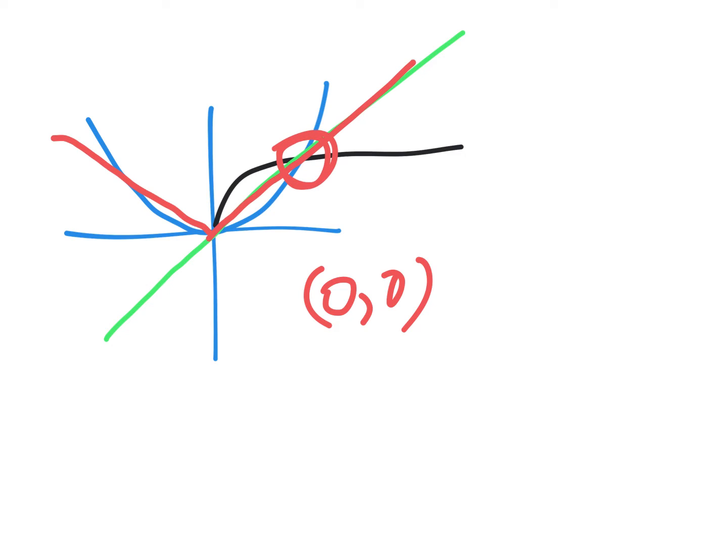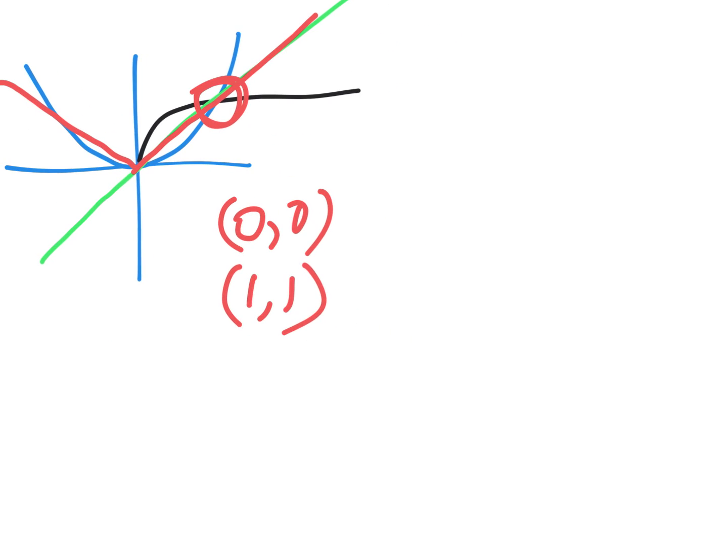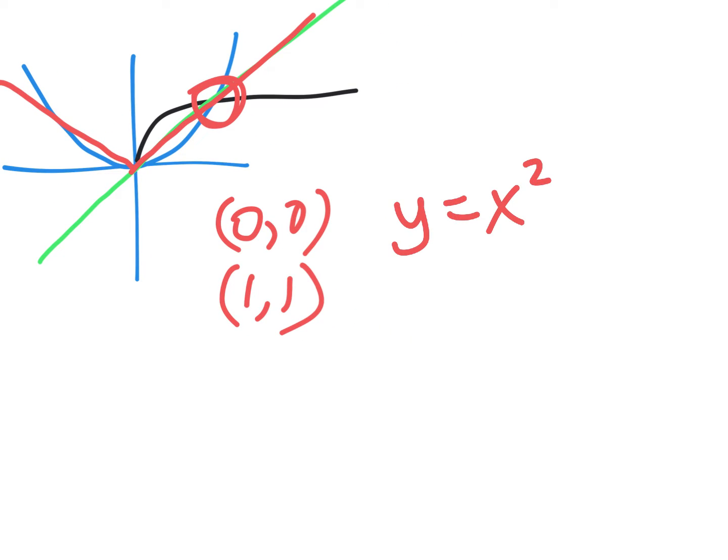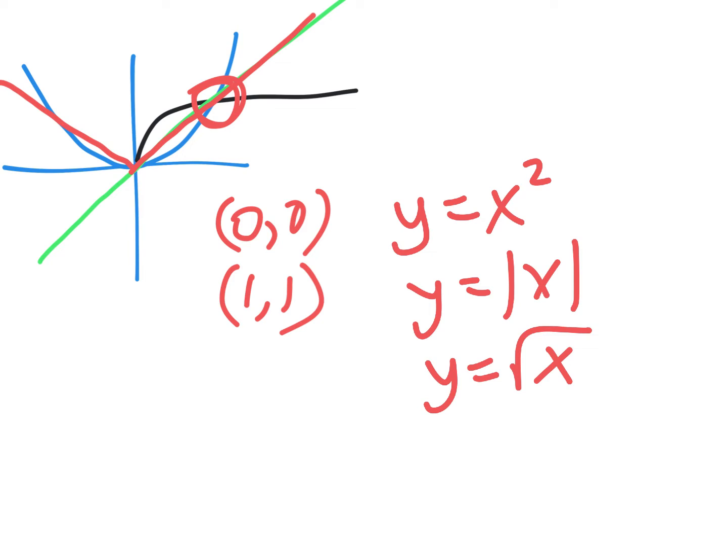That spot. What do you think it is? 9, 9? No. What is it? Maybe you never noticed. 1, 1. It's been on every one of the graphs. Y equals x squared. Stick in a 1, you get a 1. Y equals absolute value of x. Stick in a 1, you get a 1. Y equals the square root of x. Stick in a 1 right there, and you get a 1. Square root of 1 is 1. See how 1, 1 comes up a lot?